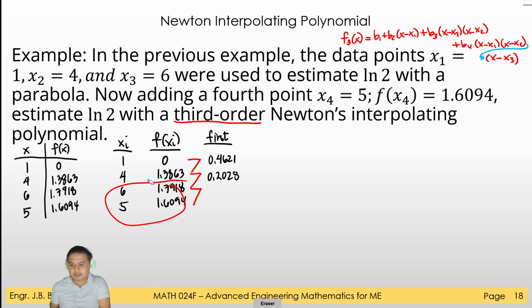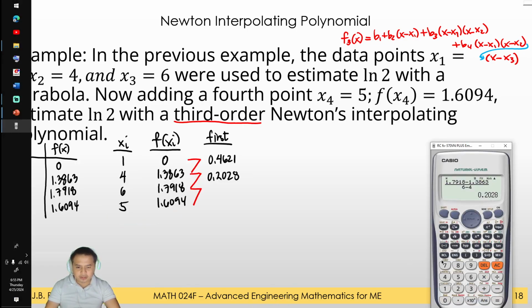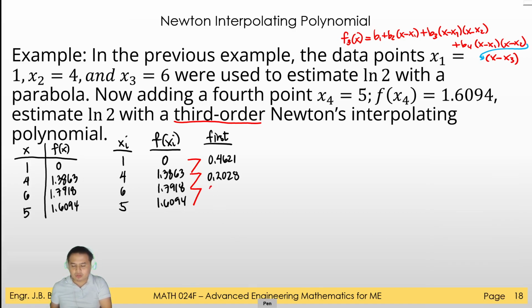So we have this data point. As you can see, this is just a recurring pattern. You have 1.6094 minus 1.7918, all over 5 minus 6. So be careful: if you use 1.6094 as your first term, you will have to use 5 as your first term. So this will be 0.1824. Then you'll do this again for the second divided difference.